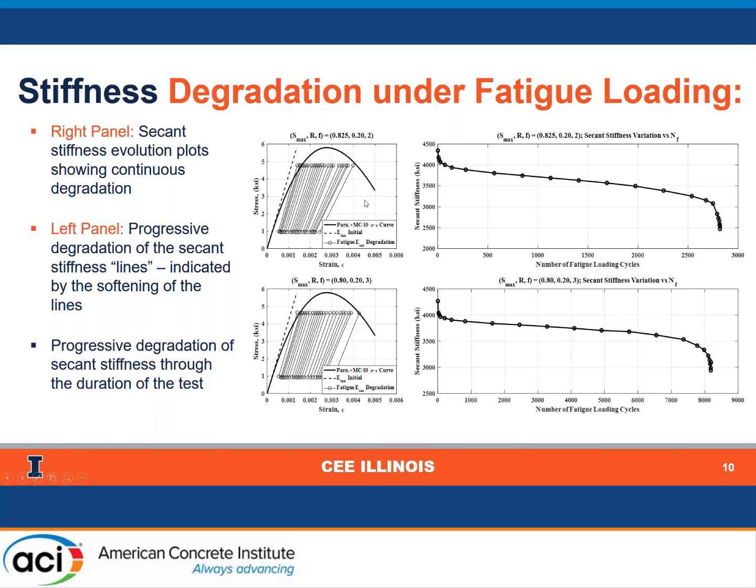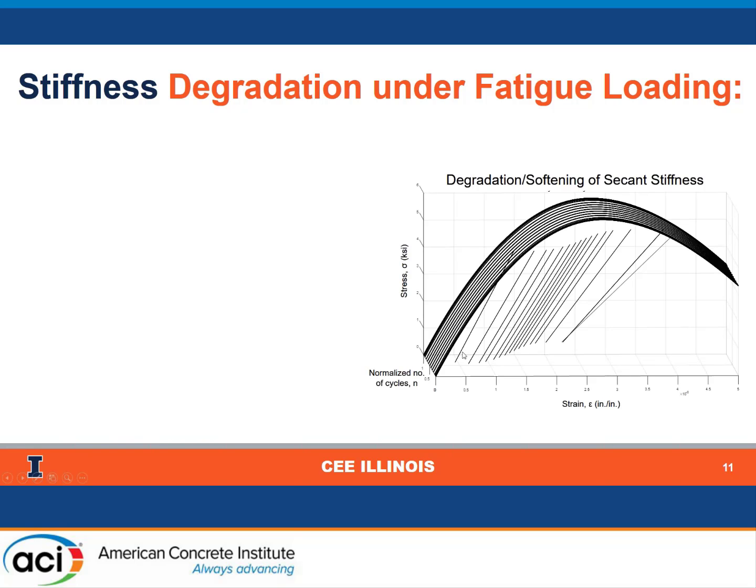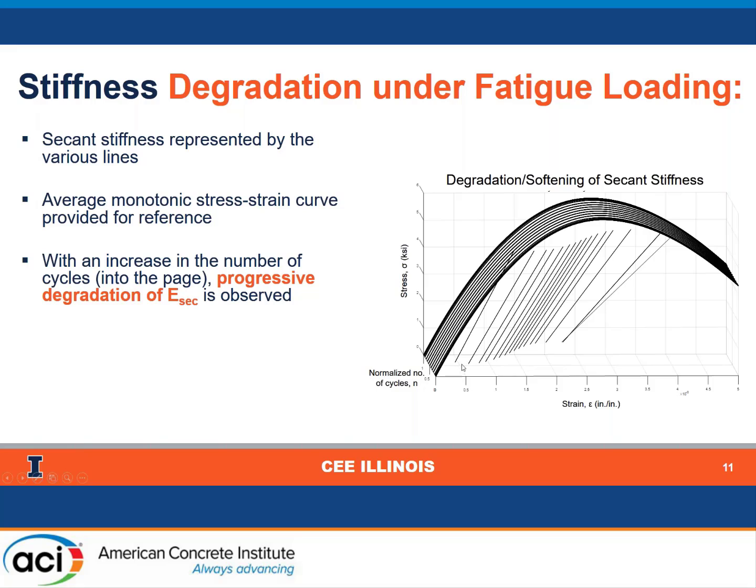In the next plot, I show this figure, but I also add the number of fatigue loading cycles, as you can see here. So in this, it's the same idea. We have the stress and the strain axis, but I've added a third axis showing the number of cycles. So as we go into the page, the number of fatigue loading cycles is increasing. And what we see here is the average monotonic stress strain curve, just for reference. And each of these lines, as I said previously, represented the secant stiffness at those many number of cycles completed. So we can clearly see that with increasing number of cycles, essentially as you go in, the slope of these lines becomes softer and softer.